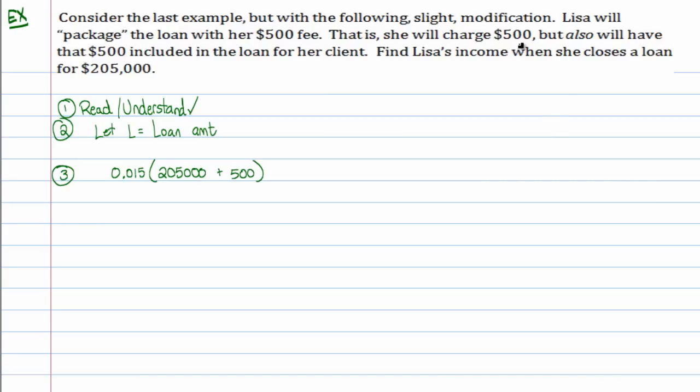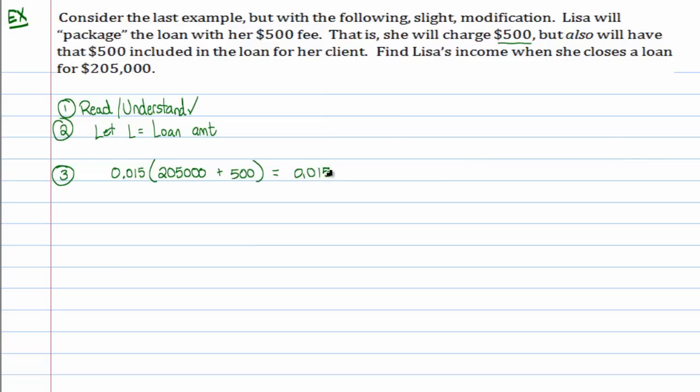And in fact, as I'm reading this, I wrote it a long time ago, she will charge $500, but will also have that $500 included in the loan for her client. I think that's very illegal. That's like charging money twice. So I'll keep it just like this. So we'll just say that she charges $500, but she's going to include that in the package loan. All right. So here we go. This is actually not how she would do it. Okay, but this is kind of an interesting scenario anyway.